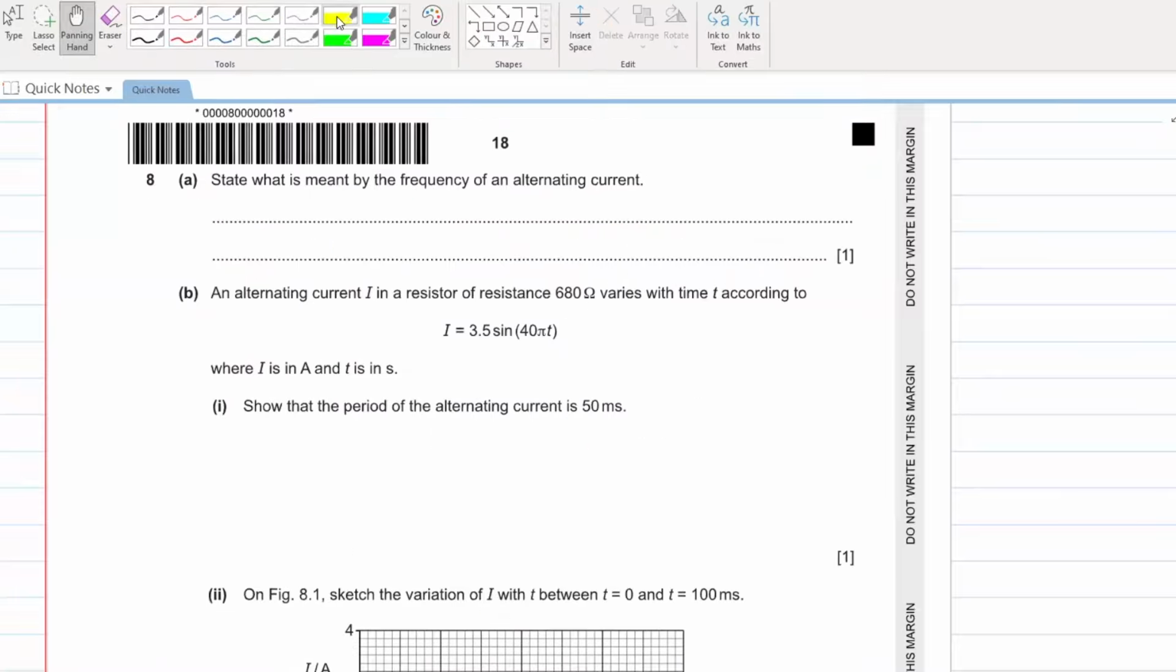State what is meant by the frequency of an alternating current. What do we mean by frequency of an alternating current? Number of cycles per unit time. The frequency of an alternating current is the number of cycles per unit time. Perfect.